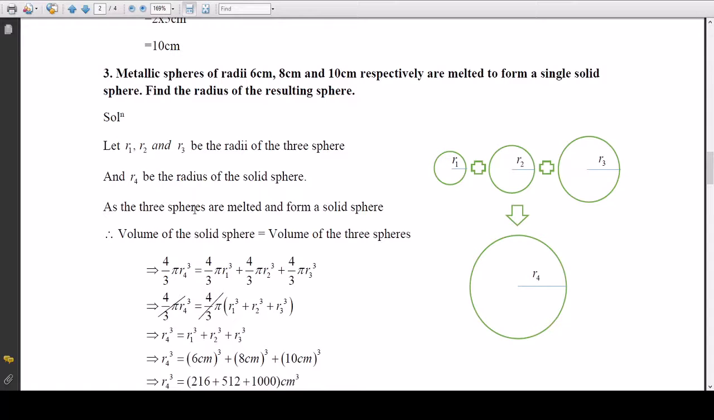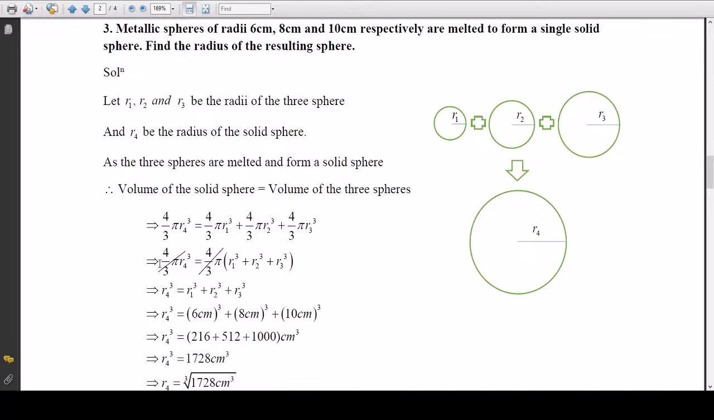As the three spheres are melted and form a solid sphere, therefore the volume of the solid sphere should be equal to the volume of the three spheres. Okay, now what is the volume? Volume is 4 by 3 pi r cubed. The solid sphere has radius R4. Then the same formula for all these three also, 4 by 3 pi r cubed. Just substitute R1 for the smaller sphere, R2, then R3.